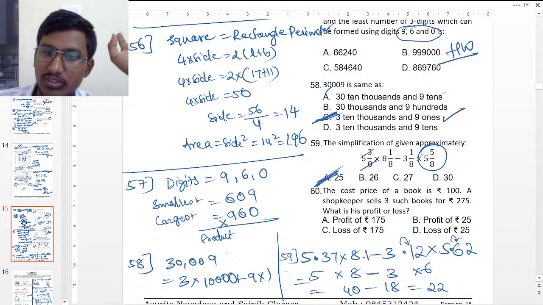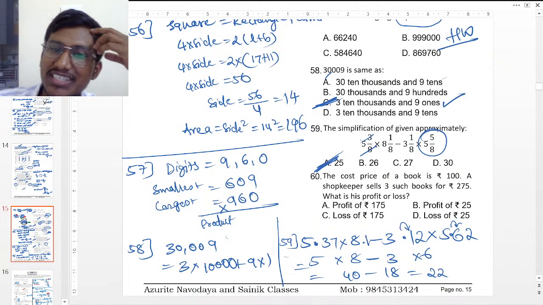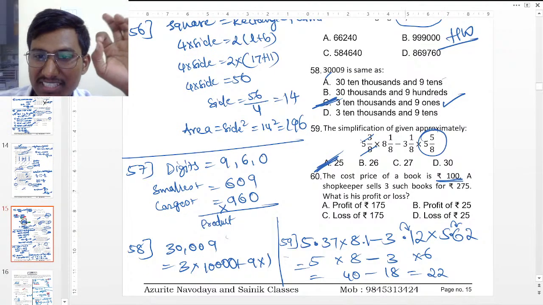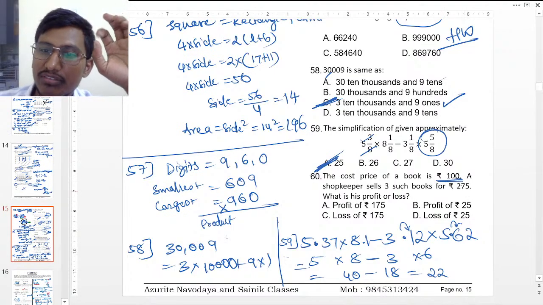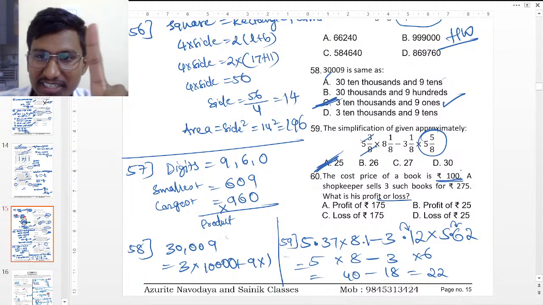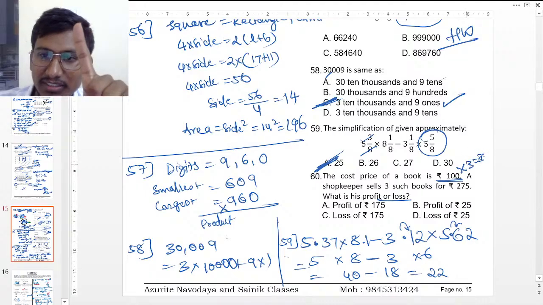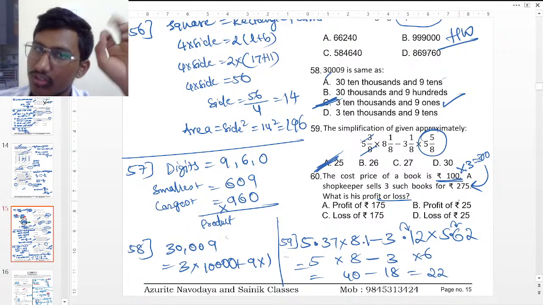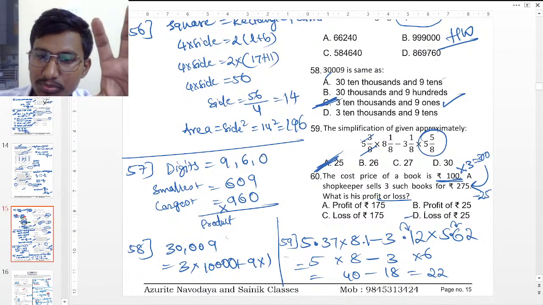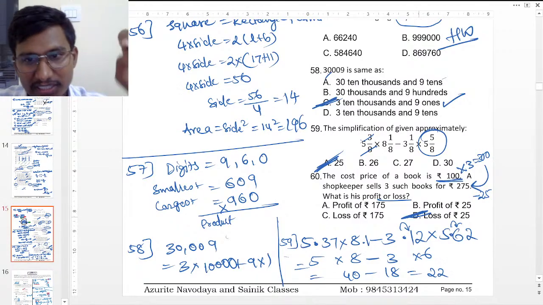Okay, good. So let's go to the next one, students. That is the 60 question. So what is the 60 question? The cost price of a book is 100 rupees. A shopkeeper sells 3 such books for 275. What is the profit or loss? So here the cost price of one book is 100, so 3 books means 300. So he bought for 300 and sold for 275, that is less, so that is a loss. So a loss of how much? That is 25 rupees loss. So the option is option D for question 60. So I have done it directly.